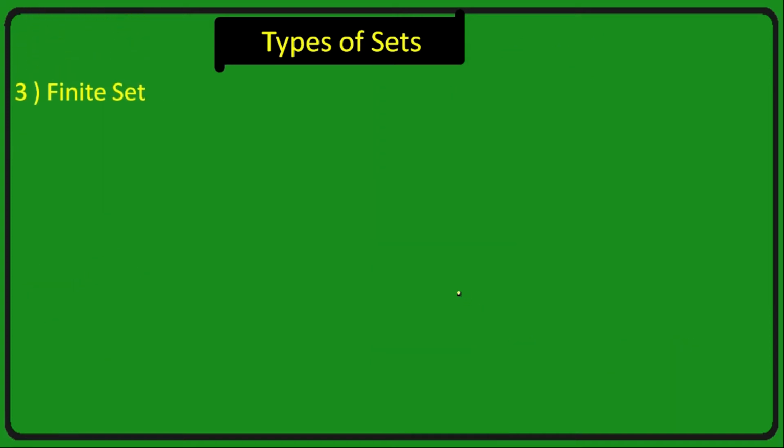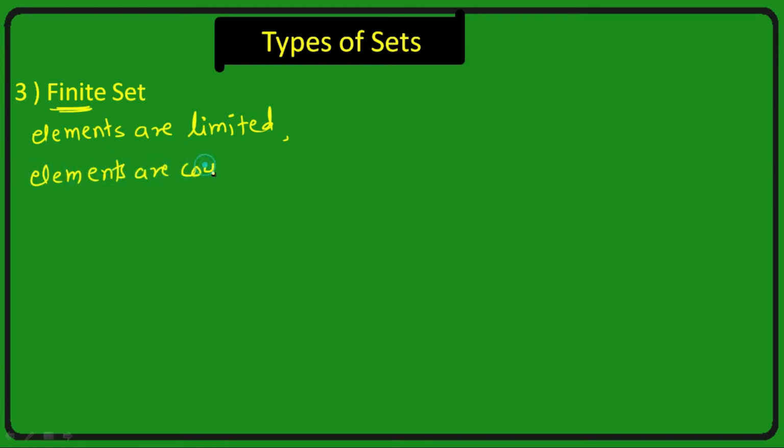Third type of set is a finite set. Finite means if there is a set and in that set the number of elements are countable, or the elements are limited. Limited means we can count them. Such a type of set is called a finite set, or we can say that the elements are countable. You can count them.